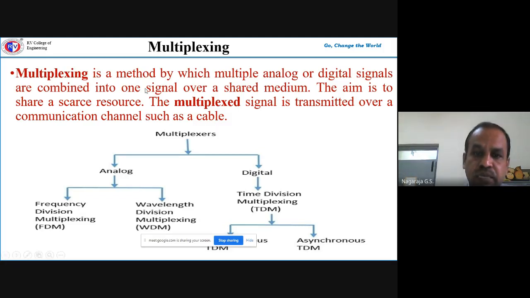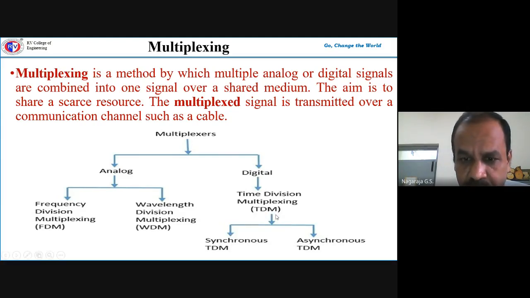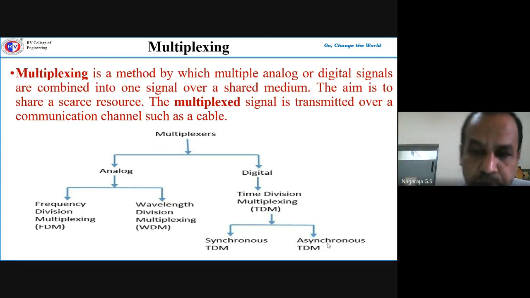Having said that, multiplexing is broadly classified into two types. One is analog multiplexing, the other is digital multiplexing. Analog multiplexing is further divided into two types, that is frequency division multiplexing and wavelength division multiplexing. Whereas digital multiplexing is further classified into two types, that is synchronous time division multiplexing and asynchronous time division multiplexing, which are derived from time division multiplexing.